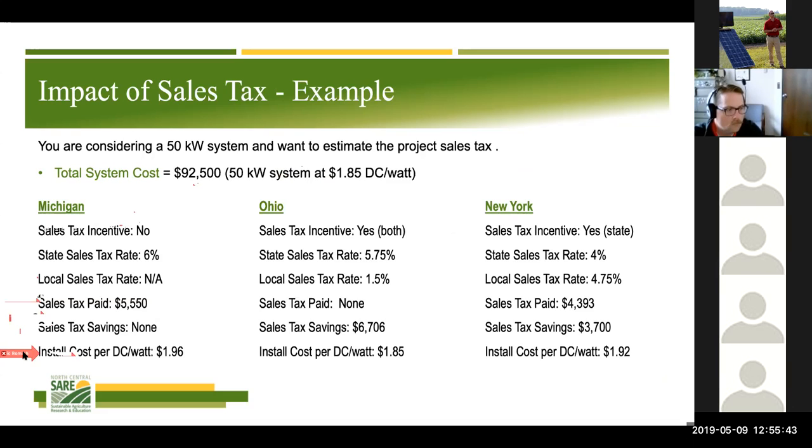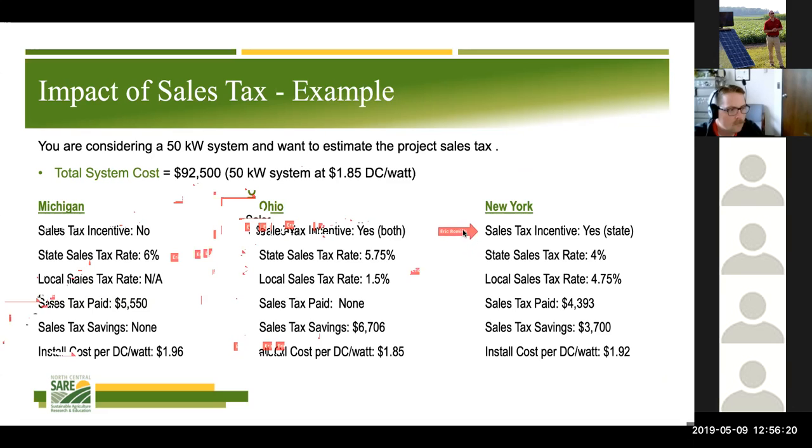Now, Ohio, we're fortunate enough that we do have a sales tax incentive for both, right? So this is exempting our sales tax on both state and local taxes. So the entire 7.25% for the county that I'm currently sitting in, we are experiencing a savings of $6,700. And a lot of times people might say, well, where are the grant or incentive programs for these types of projects? And too often this is overlooked, right? This is a real savings that if you're in Ohio, you're going to experience. So our installation cost is truly $1.85 per DC watt.